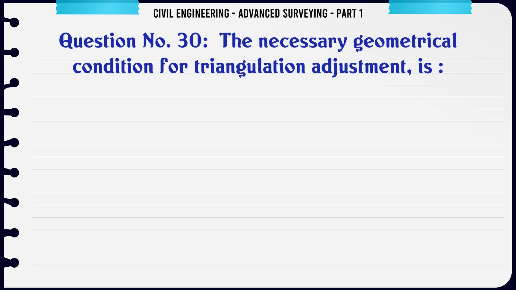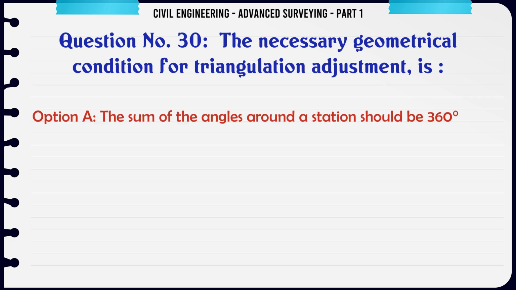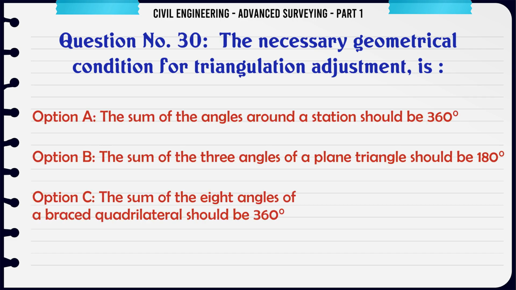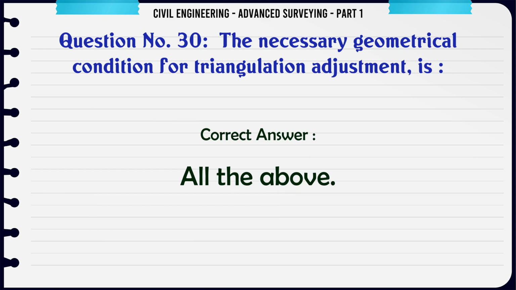The necessary geometrical condition for triangulation adjustment is A. the sum of the angles around a station should be 360 degrees. B. the sum of the three angles of a plane triangle should be 180 degrees. C. the sum of the 8 angles of a braced quadrilateral should be 360 degrees. D. all the above. The correct answer is all the above.